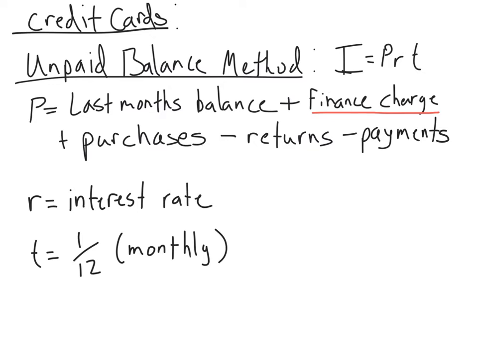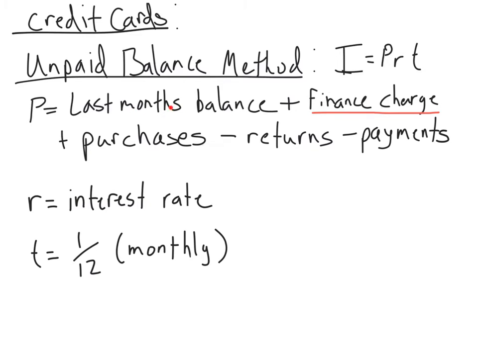Now both of these methods really boil down to a simple calculation of I equals PRT, because like I said, all they're calculating is interest, or finance charge, which is basically interest. Now the bad news is all the work comes down to finding the P, the principal. What are they actually calculating interest on? For the unpaid balance method, it's called the unpaid balance because P stands for the unpaid balance. It's the amount of money that you still owe at the end of the month. And right here is the formula for P.